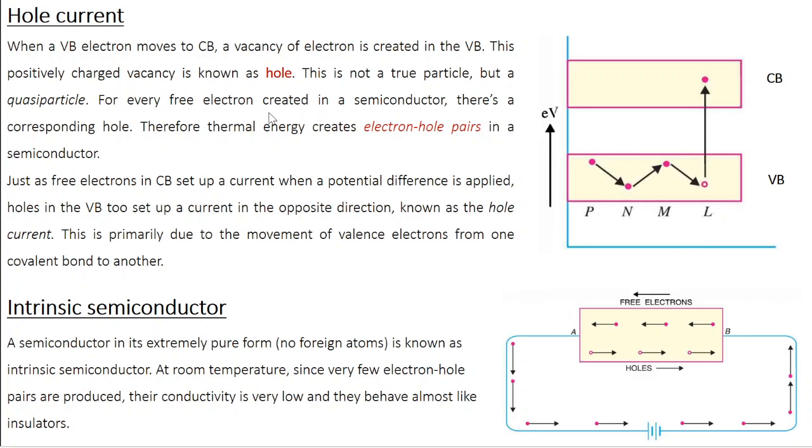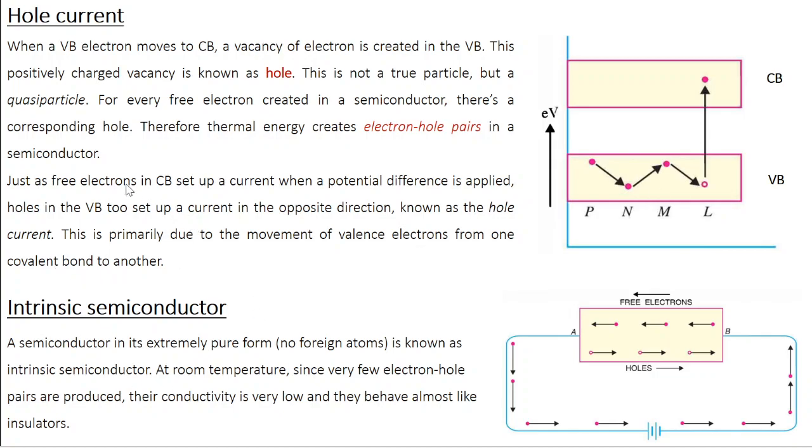Now for every free electron created in a semiconductor, there is a corresponding hole, right? So when you provide thermal energy or light energy, electron jumps from valence band to conduction band. So you have a free electron in the conduction band and a corresponding hole in the valence band, and this is known as electron-hole pair. So that's why you say thermal energy creates electron-hole pairs in a semiconducting material.